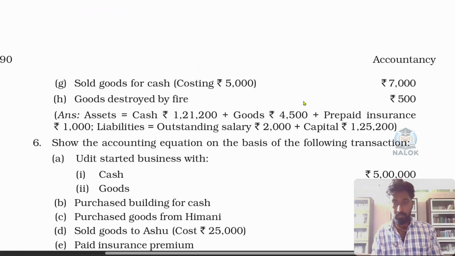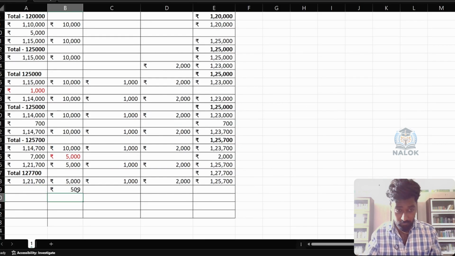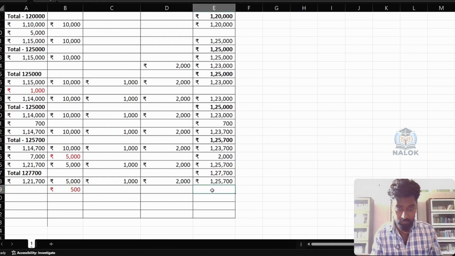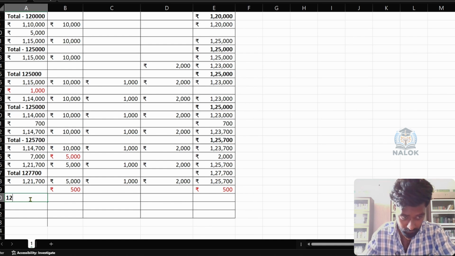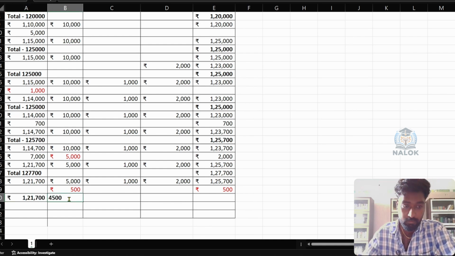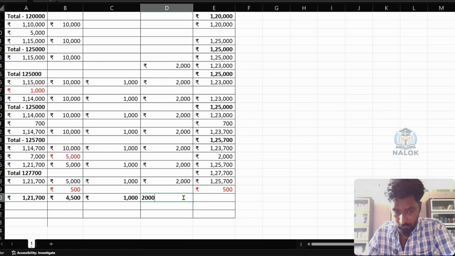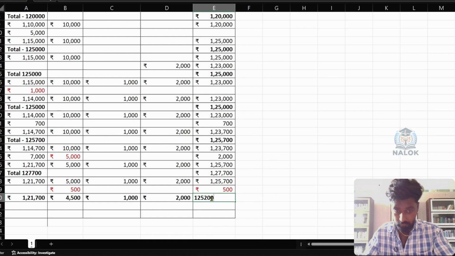Goods destroyed by fire worth of 500. Look at this. Goods have been destroyed worth of 500. Okay, so this is a loss. So that our capital is going to be facing loss. Now let's balance this out. 1,21,700 is the cash asset. 4,500 is the remaining goods in the goods side. 1,000 in the prepaid insurance. The salary outstanding is not affected. If we minus 500, we get 1,25,200.